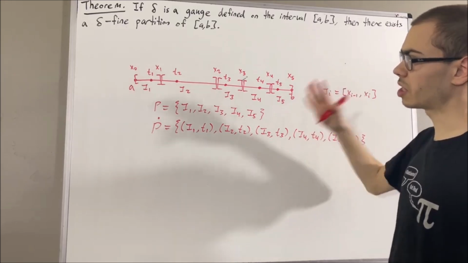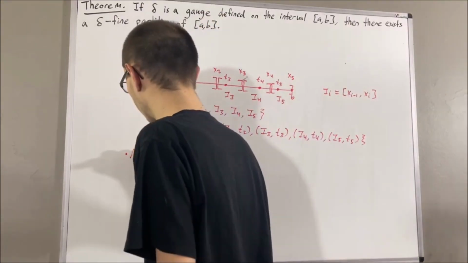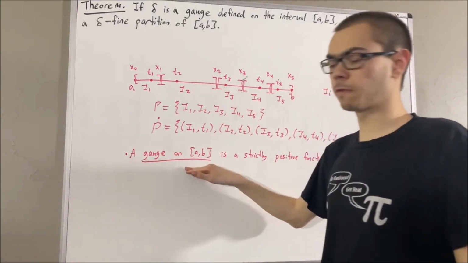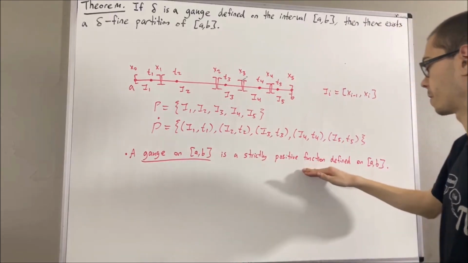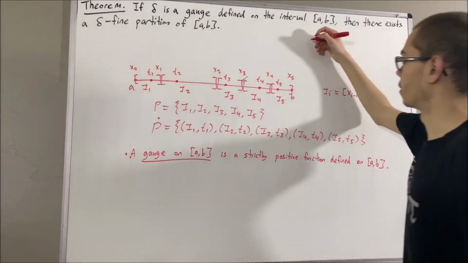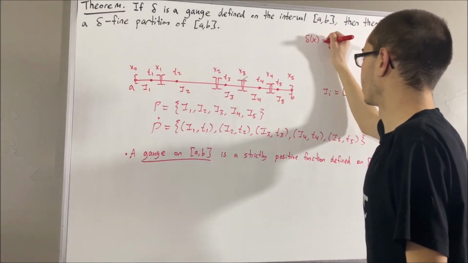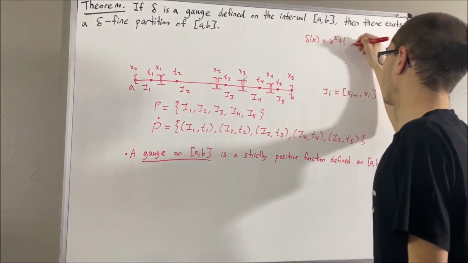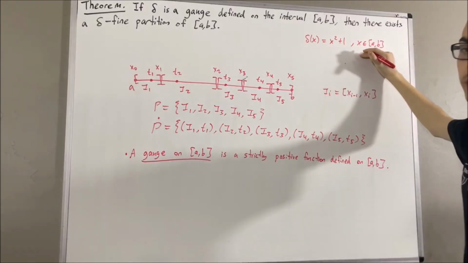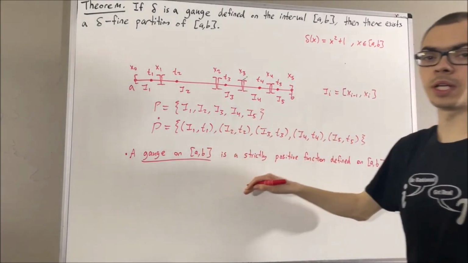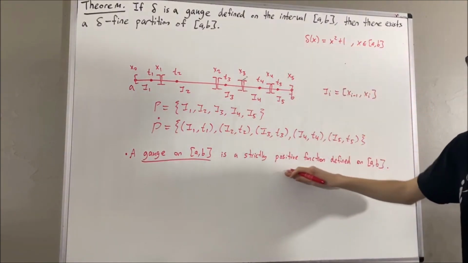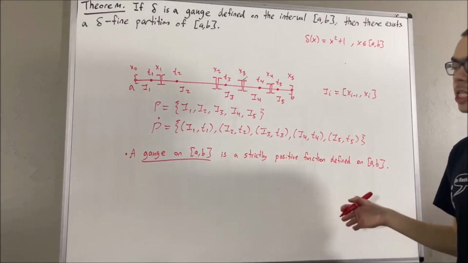So now, let's talk about what a gauge is. A gauge on the closed interval a comma b is a strictly positive function defined on a comma b. So for example, if we consider the function delta of x equals x squared plus 1, where x can be any element of a comma b, well then this would be a gauge on a comma b, because we can take any element of a comma b, send it into the function, and the output value is always positive. Right, so that's all a gauge is.